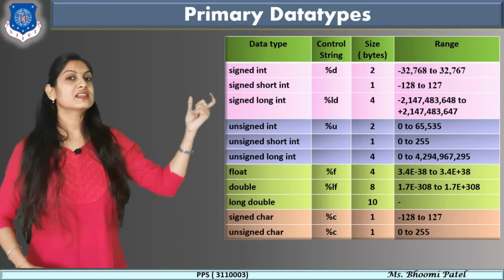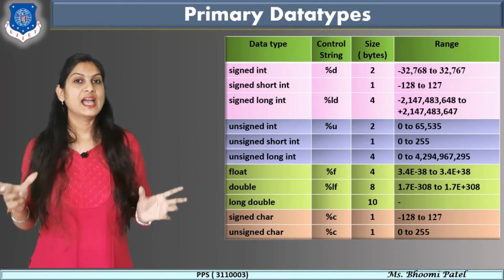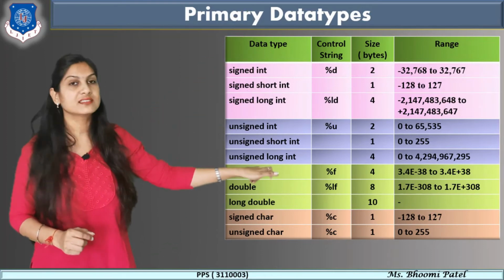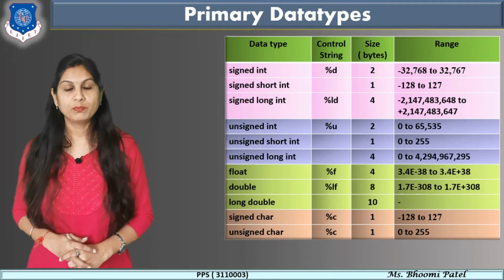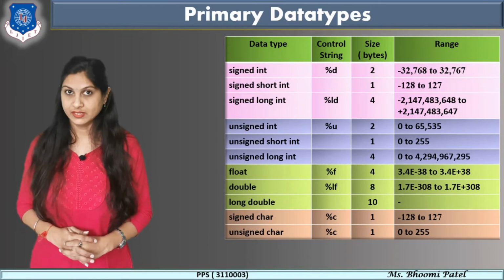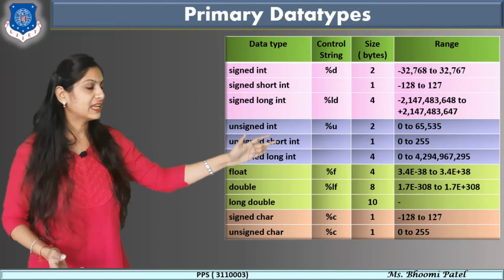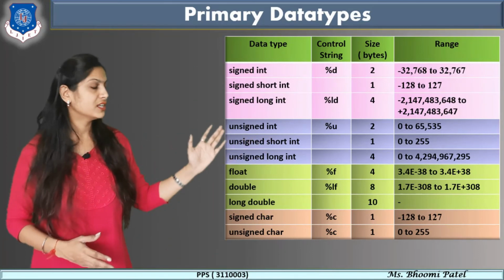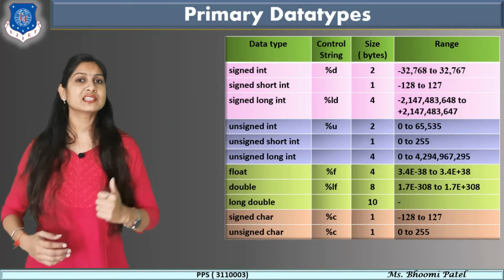So according to that number, it is divided into 2 parts, negative and positive, and based on that the range is given here, that is -32,768 to +32,767. But in unsigned there is no negative value, so put directly the positive range, that is 0 to 65535.